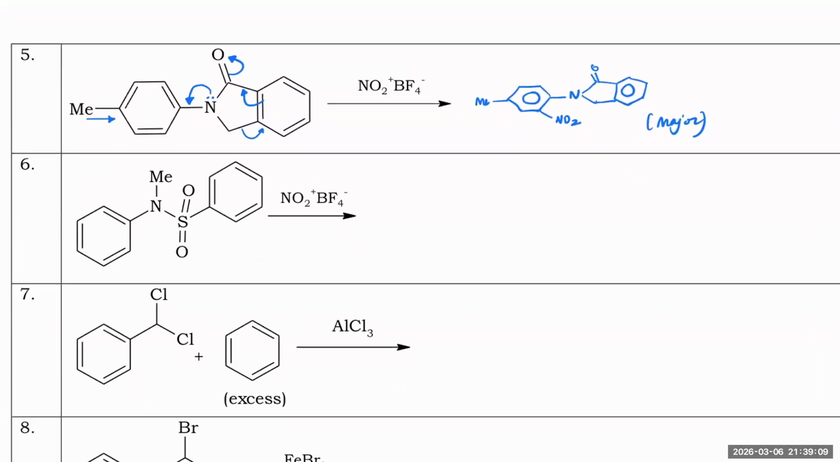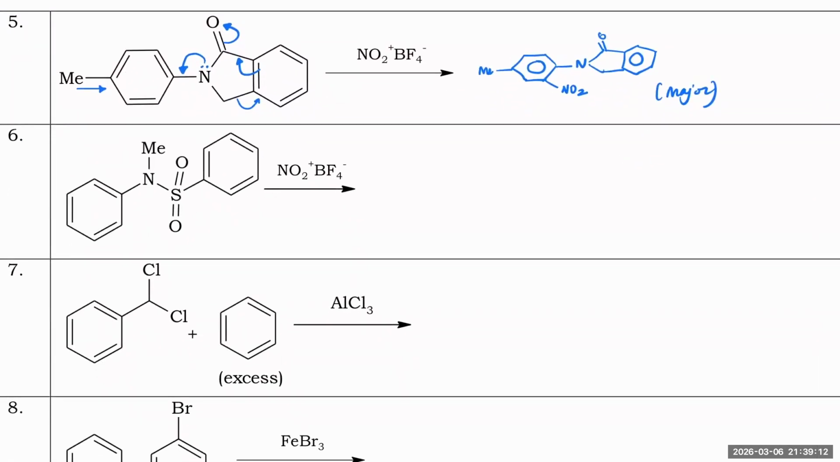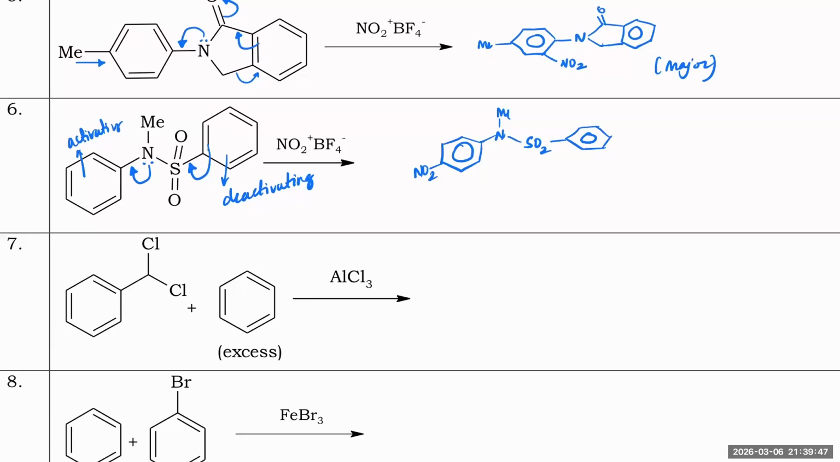So you need to always check for the most activating position. Next, here also, the lone pair present on nitrogen is donating, while here the sulfonyl group is always withdrawing. So this is the deactivating ring, while this is the activating ring. So on the activating ring, the para position is most open for substitution. So NO2 will be here, with N methyl and SO2 connected with benzene, right? So this is the final product.